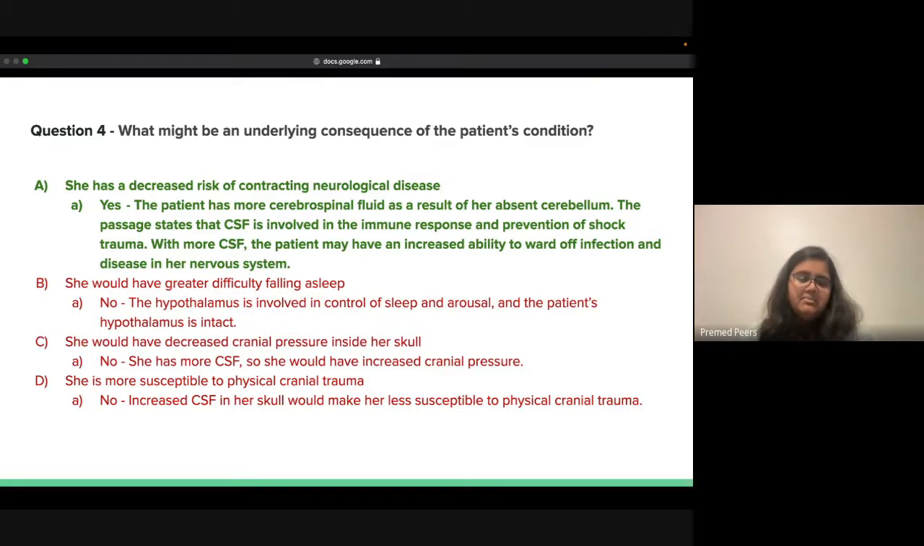B is not correct because the hypothalamus is involved in control of sleep and arousal. And again, the hypothalamus is intact in this patient. C is not correct because with more CSF, she would actually have increased cranial pressure. So that's why C isn't the right answer. And then D, she would be more susceptible to physical cranial trauma. No, that's not correct either because, like the passage stated, increased CSF in her skull would make her less susceptible to physical cranial trauma.